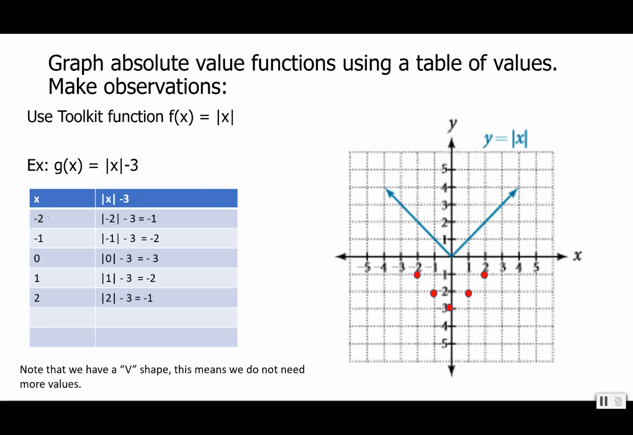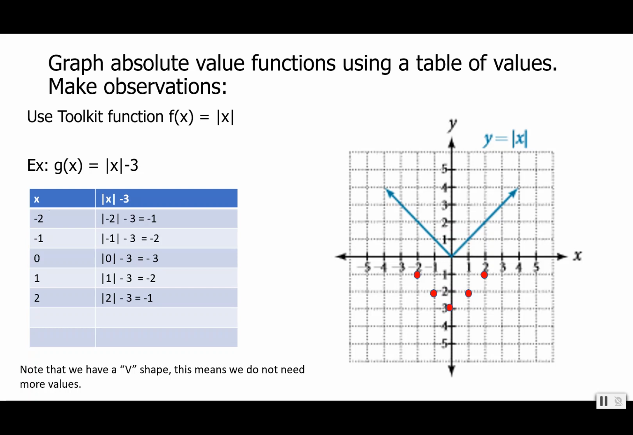Next we're going to look at the absolute value of x minus 3. Notice we've substituted some values, -2, -1, 0, 1, and 2, into the function absolute value of x minus 3. The first one, we have the absolute value of -2, which is 2. Minus 3, we get -1. Absolute value of 1 is 1. Minus 3, we get -2. Absolute value of 0 is 0. Minus 3 is -3, and so on.